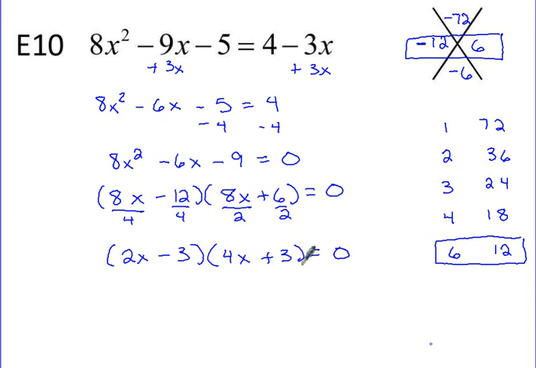Now, the last step is that solving part. It's doing the opposite and dividing. So the opposite of -3 is going to be +3 divided by 2. The opposite of +3 is going to be -3 divided by 4. Your answers go in braces. -3/4, comma, 3/2.